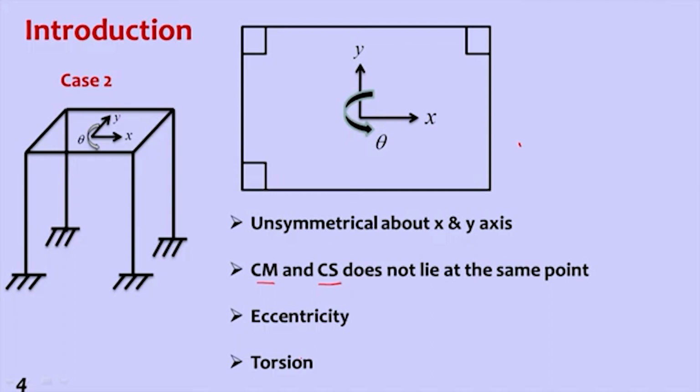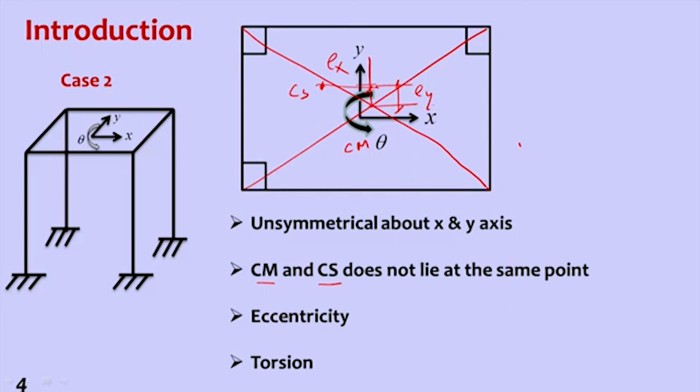So now what is center of mass and center of stiffness? Center of mass, for a uniformly distributed load, is the intersection of diagonals. And now because only 3 columns are present, the center of stiffness will be somewhere here. This is center of stiffness, and this is center of mass. The distance between them is eccentricity x, and this distance is eccentricity y. Because of this, torsion takes place in the structure.